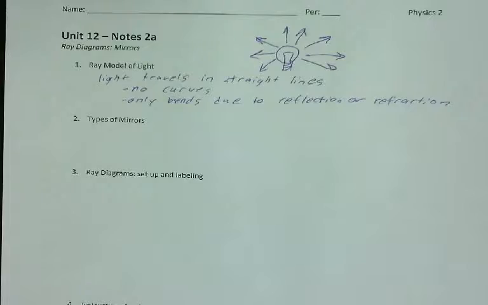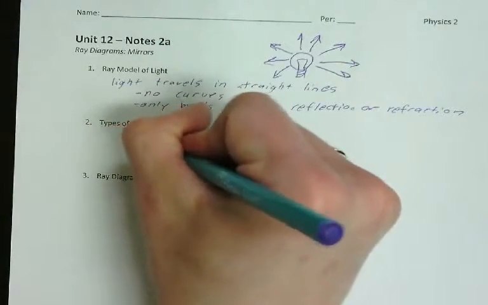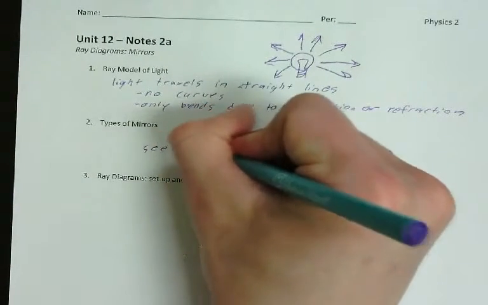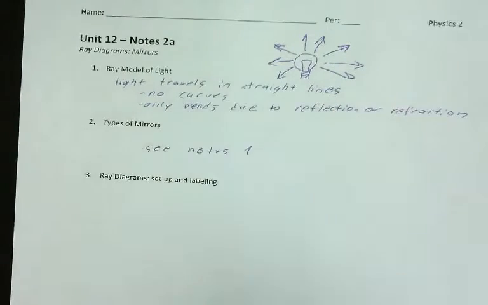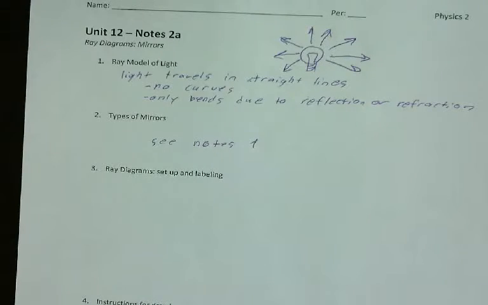So, types of mirrors, see notes 1. We've already talked about them. The types of mirrors are flat mirrors, plane mirrors, concave, which are converging mirrors, and convex, which are diverging mirrors. Are flat mirrors and plane mirrors the same thing? Yes.